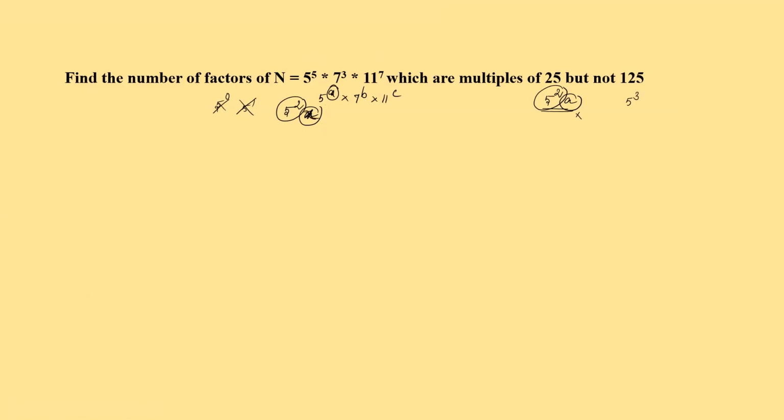So the only value of a is going to be 2. That means a can take only one particular value. For b, is there any constraint? For b, there's no constraint. So b can take the values from 0 to 3. They can take 4 values.